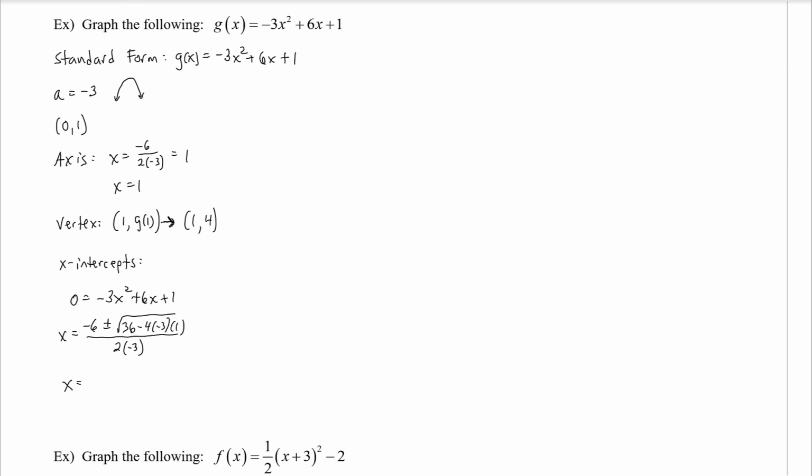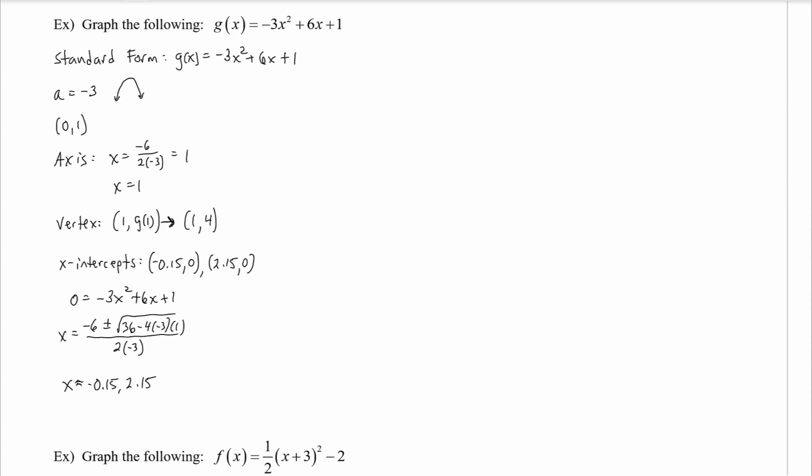So we're going to get approximately negative 0.15 and 2.15. So we're going to get negative 0.15, 0, and then 2.15, 0 for my x-intercepts. So that should be enough to graph it. We should be able to graph it with that. But we also have the following option. Now, you would not need to do both.